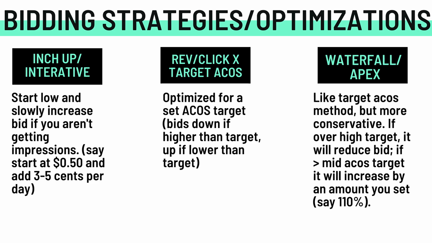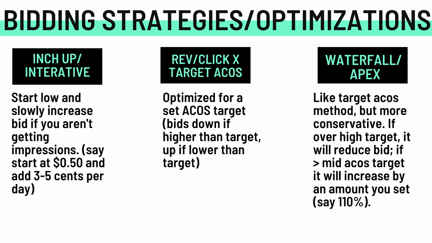The third that we'll talk about in this course, and really leverage a lot, is again an innovation from Brett. He's included it in Apex and actually calls it an Apex bidding method within that tool. It's what's called a waterfall method. It's very similar to the target ACoS method, but a little bit more conservative. If you're over the actual ACoS target that you set, it will reduce the bid per normal. But it also lets you set a medium ACoS target, like a high, medium, low, and if it's above that medium ACoS target, you can set the amount that it will increase.